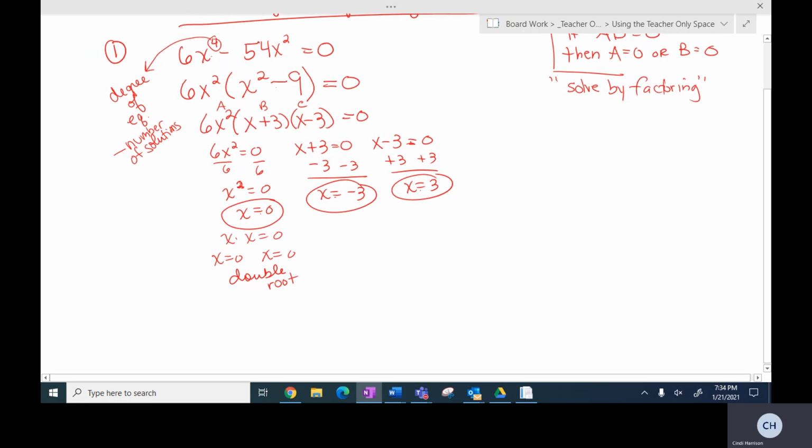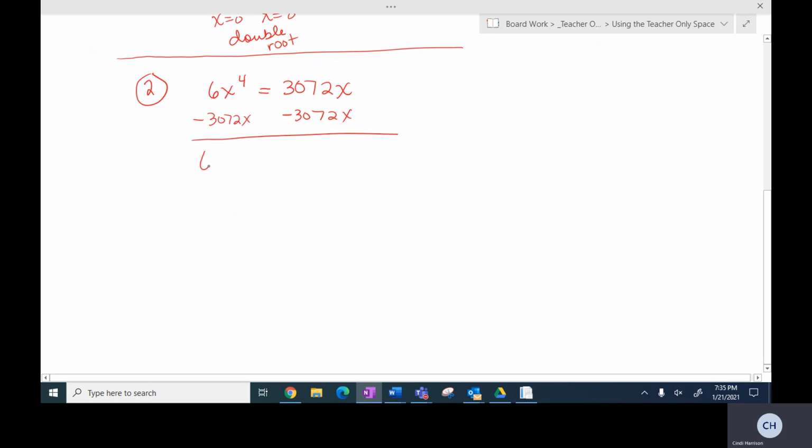All right, let's move on down and look at a second example, which is 6x to the 4th equals 3072x. Okay, that's a really big number. So what we're going to do is, again, think about using the zero product property. So I need to get everything on the same side. The first thing I want to do is subtract that really big number from both sides.